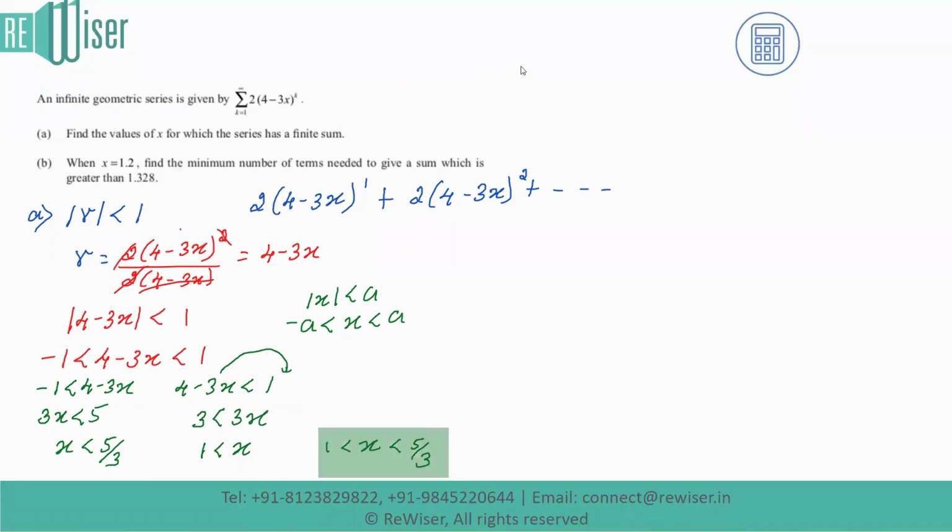Now, if I talk about part B, when x is 1.2, find the minimum number of terms needed to give the sum which is greater than 1.32a.